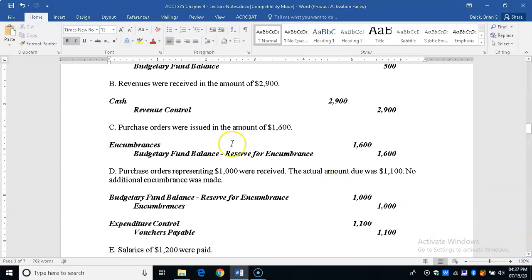Next, let's talk about purchase orders. A purchase order is when you decide to buy something. So in budgetary accounting, if you decide to buy something, you have to set the money aside. You have to reserve the money. When we reserve money, we're going to make a special journal entry where we debit encumbrance and credit budgetary fund balance reserved for encumbrance, $1,600. Now the good news is anytime you see purchase order, you always make this journal entry.